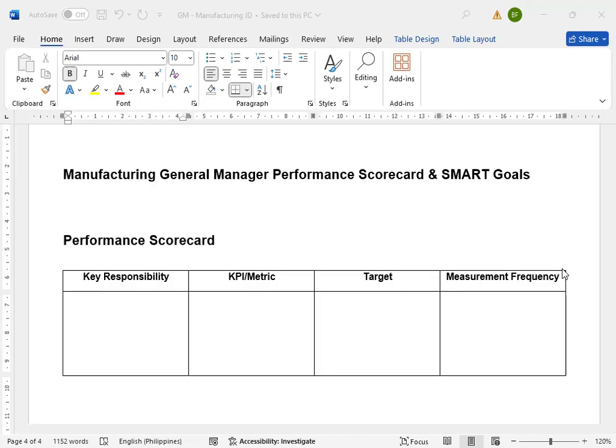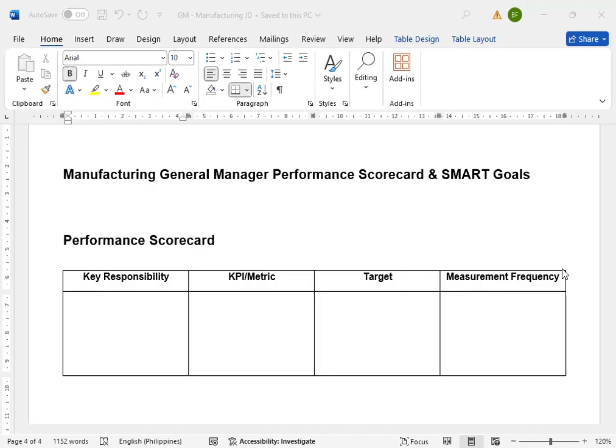So, how does it improve performance? It increases focus on priorities, helping employees and managers concentrate on what matters most. It improves operational efficiency, identifying bottlenecks and areas for process enhancement. It enhances employee engagement, providing clear expectations and motivating teams to achieve goals.